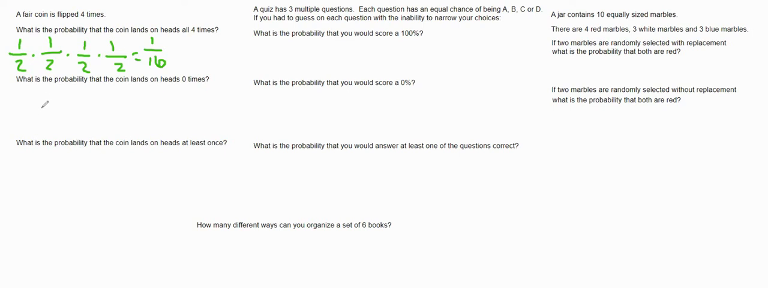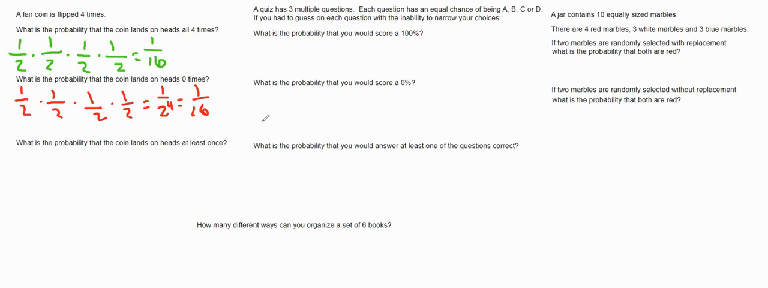What is the probability that the coin lands on heads 0 times? Well, that means it's the same thing as landing tails every time, and that would be 1/2 times 1/2 times 1/2 times 1/2, and we're still at 1/16. Or if you want to get creative with the math, it's 1/2 to the 4th power, and that would be 1/16, still 1/16.